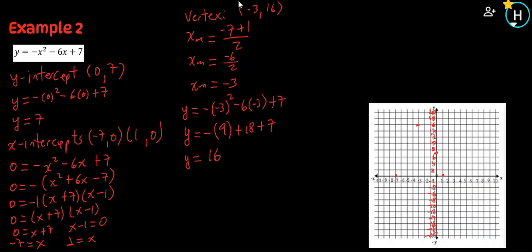And now we can join the points to form the parabola. You can see that the parabola opens downward. What happened is because of the negative in the equation. If you identify the first term, the first term is negative. So when the first term is negative, the parabola opens downward.